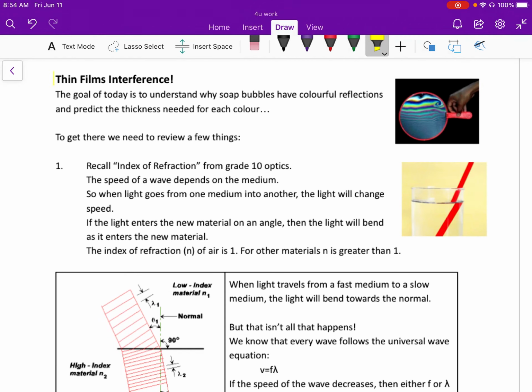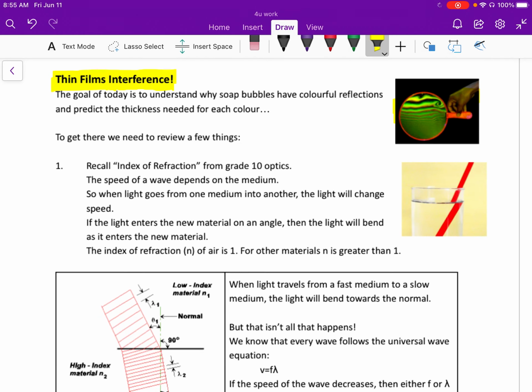The topic of the day is thin film interference. Thin film interference, as the name gives away, is an interference thing that happens. You'll recognize it from the colorful reflections you see in soap bubbles. Or if you've ever been at a gas station on a rainy day and you look at a puddle and there's shimmery rainbowy effects on the top of a puddle, that's also thin film interference.